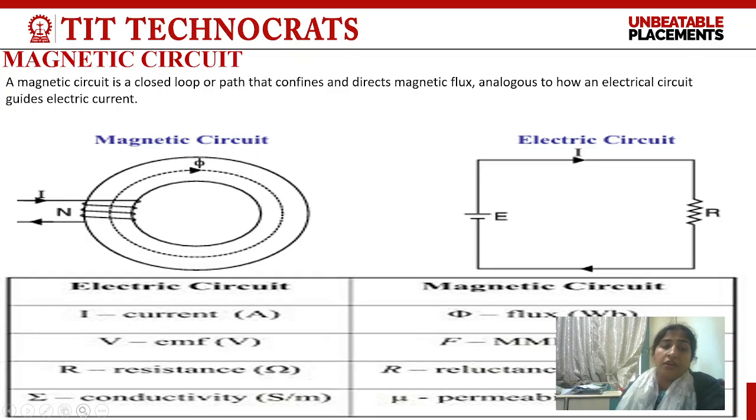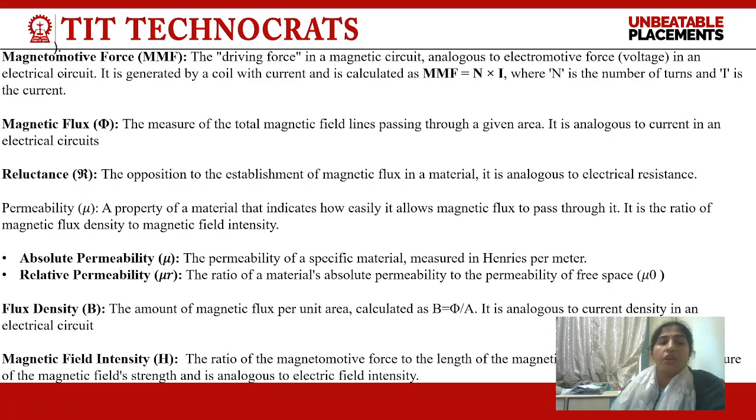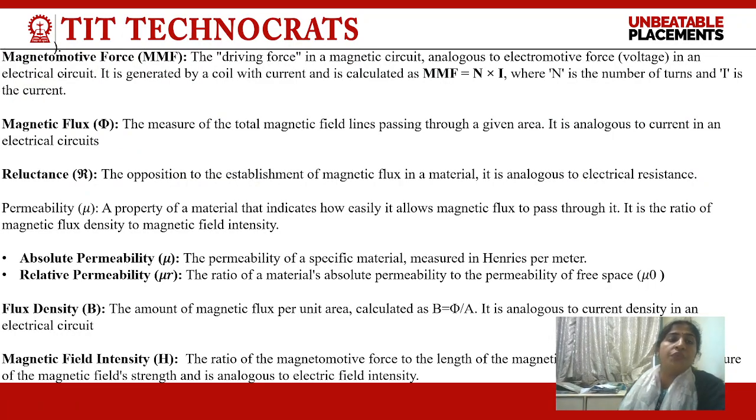Similarly, the conductivity tells how well a conductor conducts. Similarly, the permeability tells how well the magnetic flux can flow in the magnetic circuit of the material. Okay, now we can move to the basic definitions.